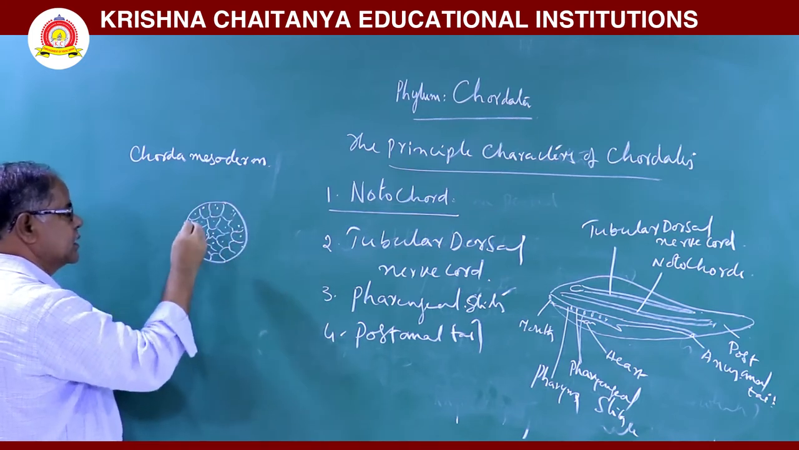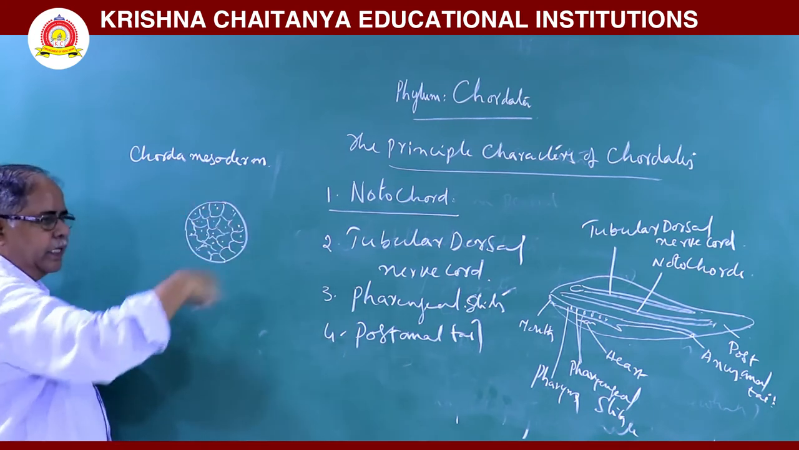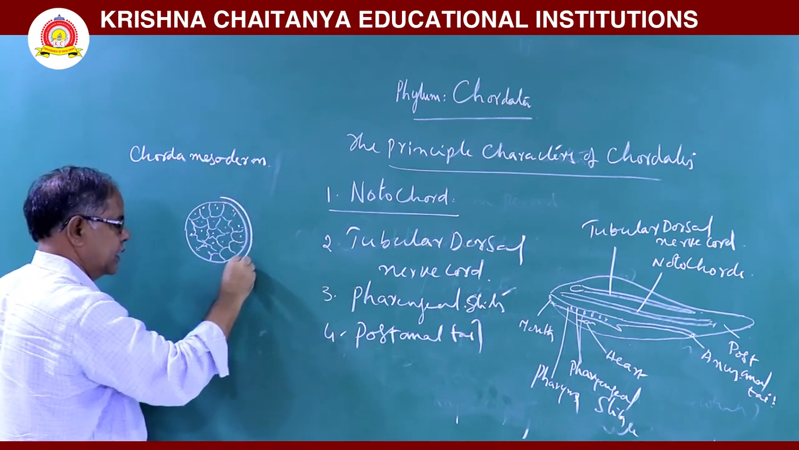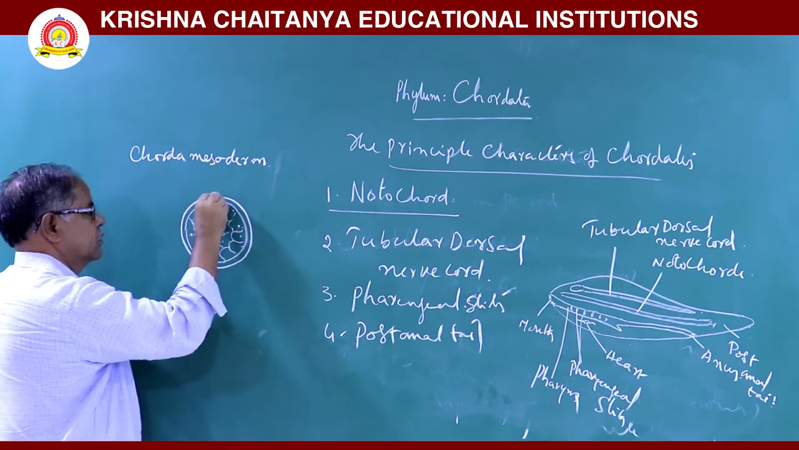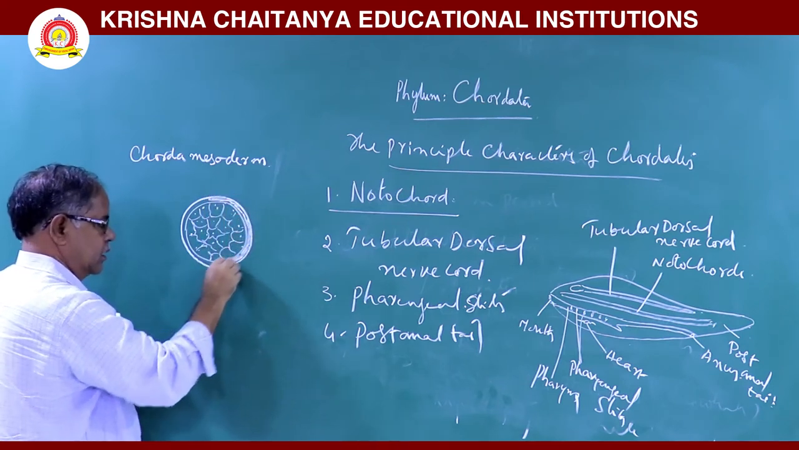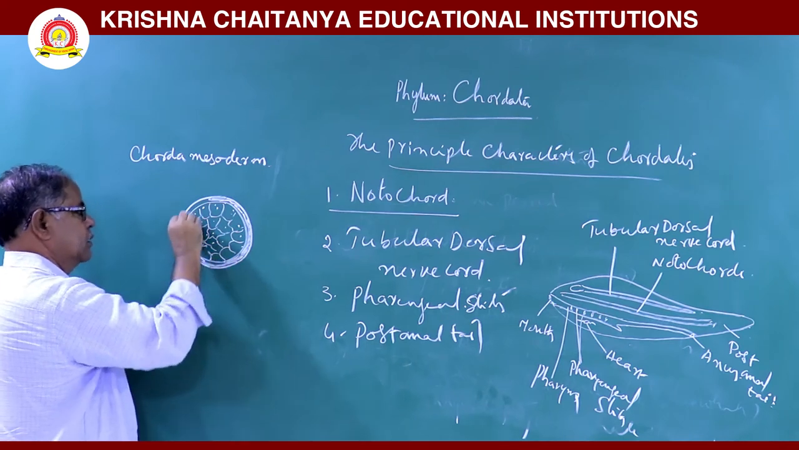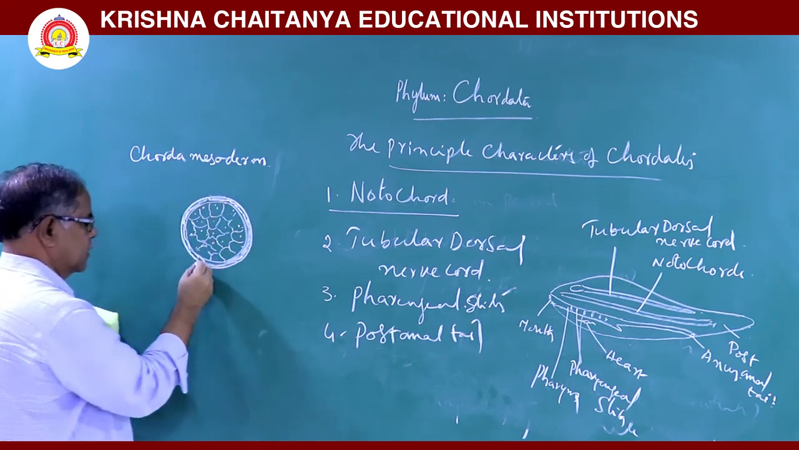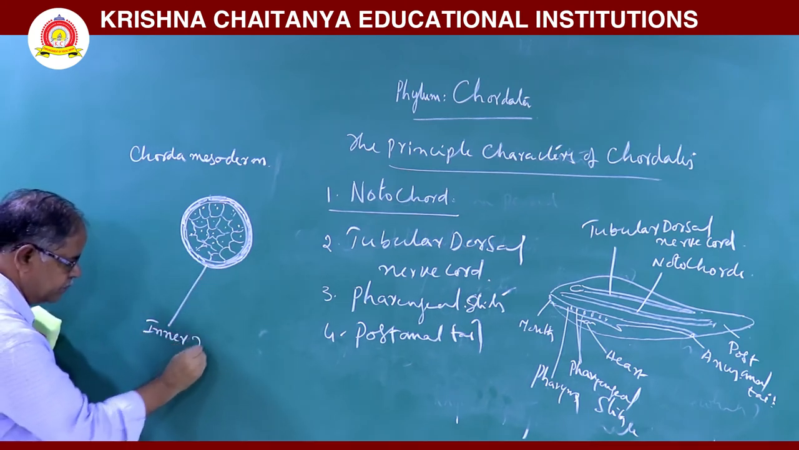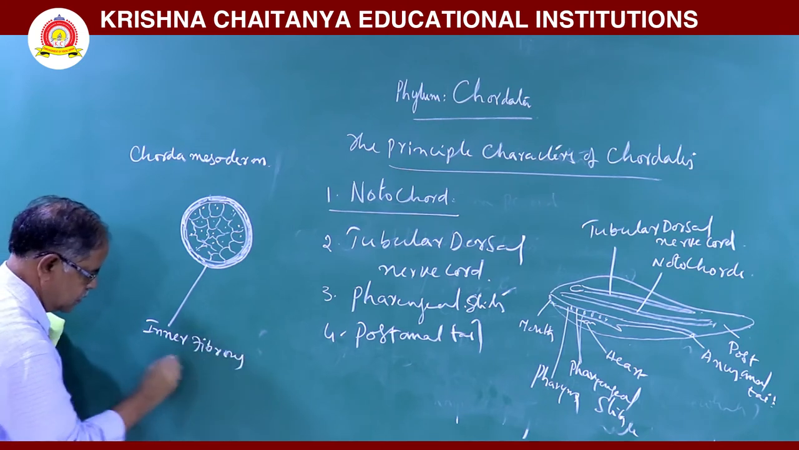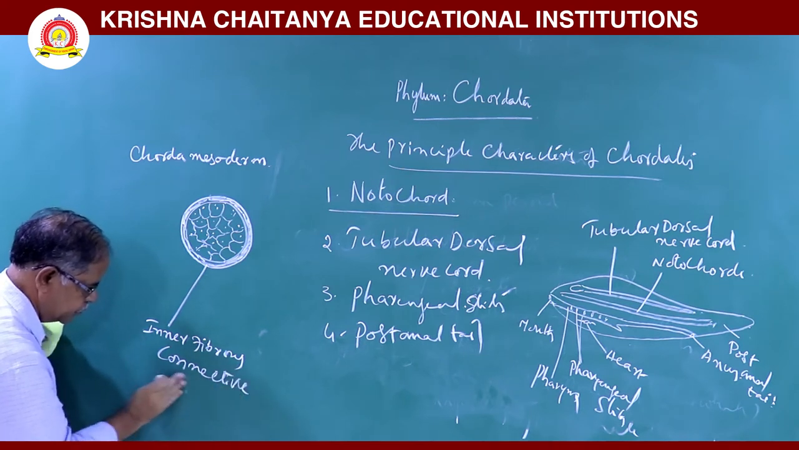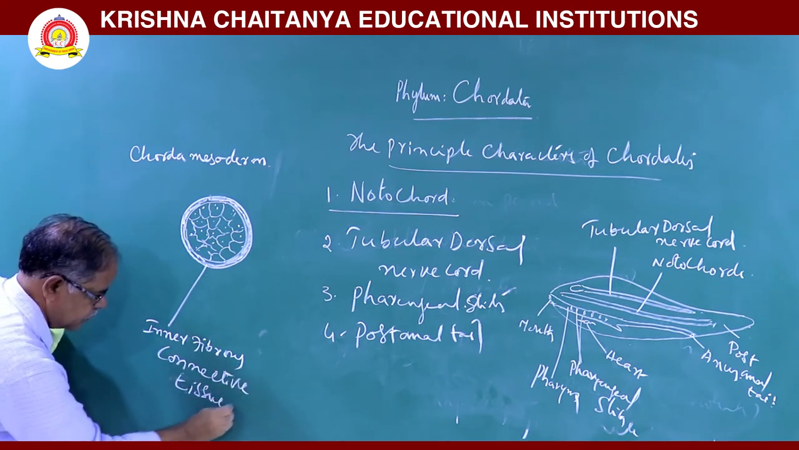Next, these cells are surrounded by two layers. One is an inner thick fibrous connective tissue sheet.